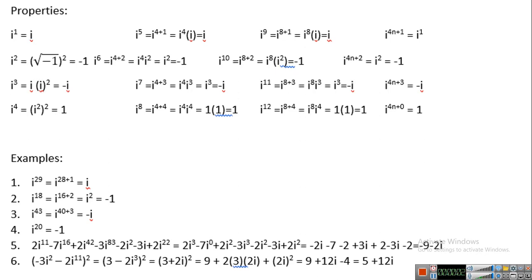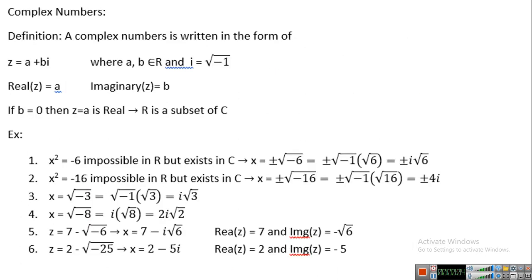Hi students, so we're going to start with the first chapter, which is complex numbers. In part 1 we're going to study the rectangular form of the complex number.